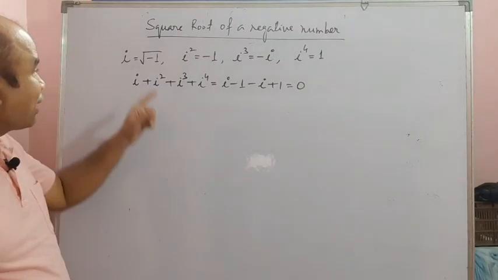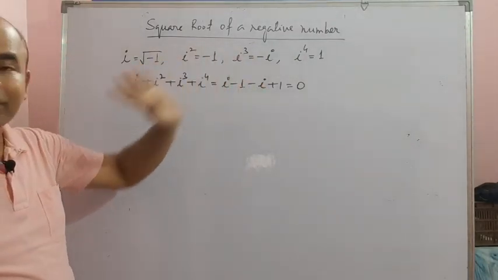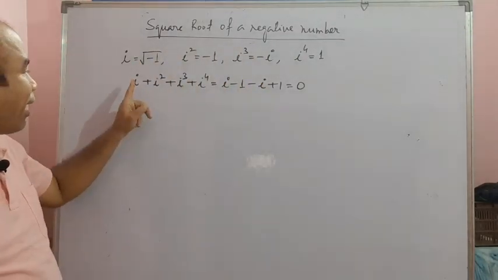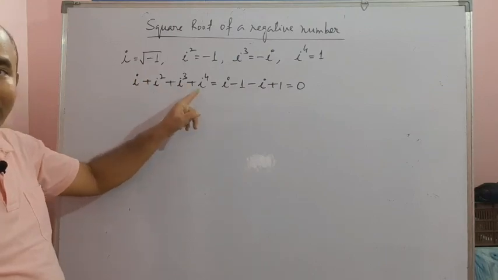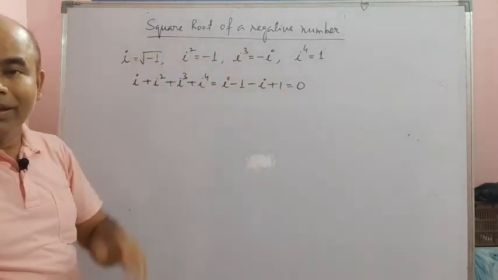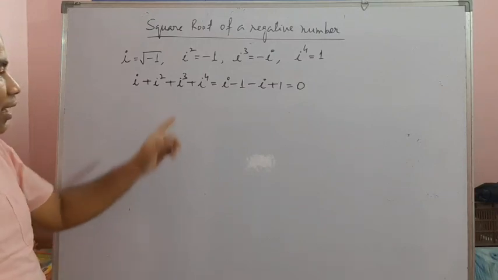Okay, so once again you see i square, i cube, i to the power 4 are there. Now if I add i plus i square plus i cube plus i to the power 4, I have got an important result. It is 0. So the sum will always be 0.